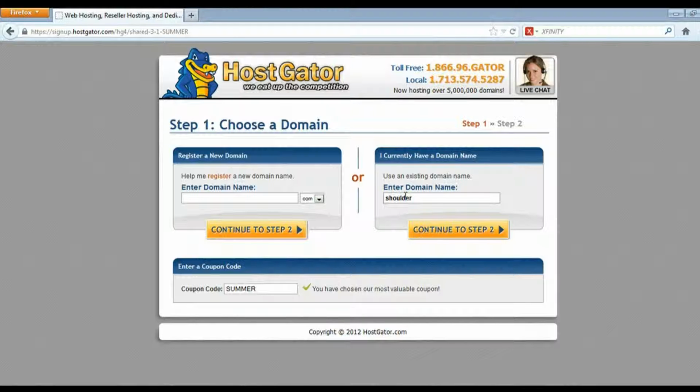So generally speaking, you want to keep your domain and your hosting separate. That way it's a lot easier, especially when certain services can get hacked and different things like that. So it's good to have them separated. So you're just going to put in the domain that you just registered, shoulderpainresource.com, or if you already have a domain registered, obviously you would just put that in here.